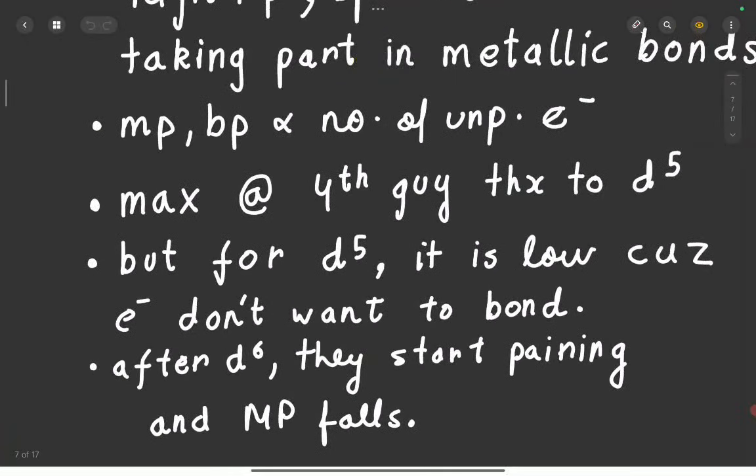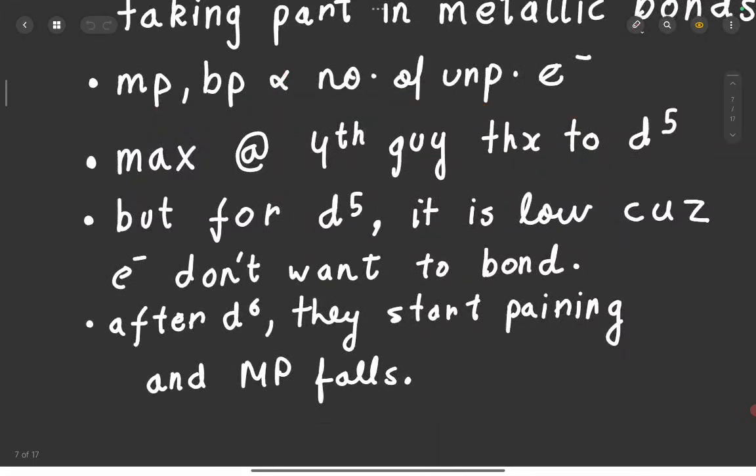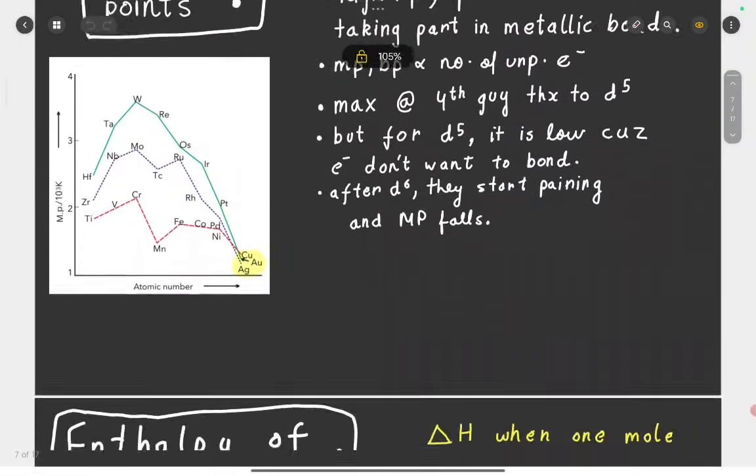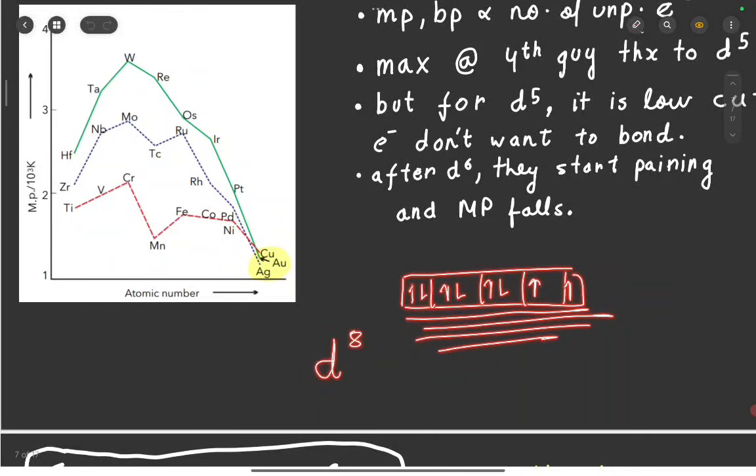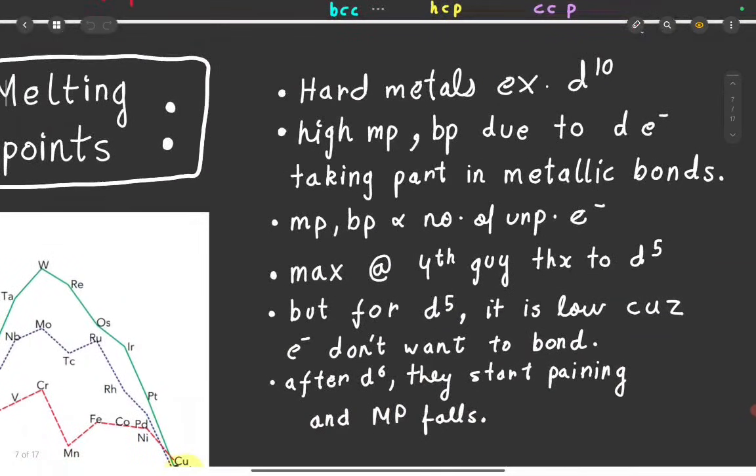And this is a very interesting point: the melting point and boiling point are directly proportional to the number of unpaired electrons. We will find out how to find the number of unpaired electrons, but just know that, in general, if this is the d subshell, and say it has a configuration d8, then using Hund's rule, you draw one electron in each degenerate orbital before starting the pairing of others. So this is d8, and there are two unpaired electrons. These unpaired electrons give rise to better metallic bonding. Hence the melting point and boiling point are directly proportional to the number of unpaired electrons.